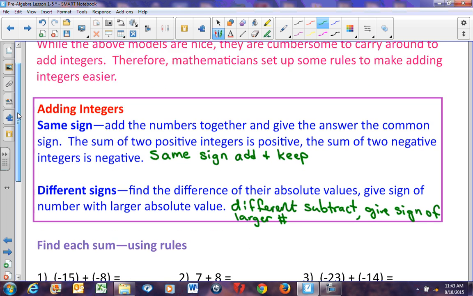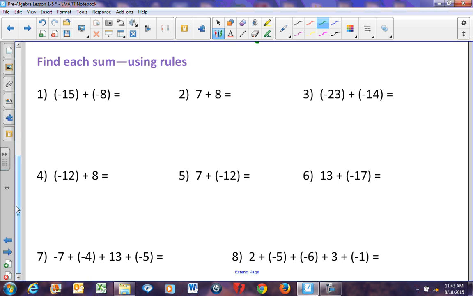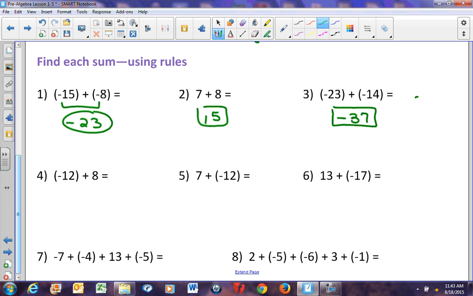So, now we're going to do this using rules. No little tiles, no little number lines. Number 1. Notice both of them are negative, so I can just add them together, and my answer is going to be negative. 15 and 8 is 23, so this is negative 23. And number 2, they're both positive. 7 plus 8 is 15. I am done. Number 3, negative 23 and negative 14. Same signs, add them together, keep the common sign. So this is negative 37. If you have to do it off to the side, be my guest. I think that's perfectly fine.